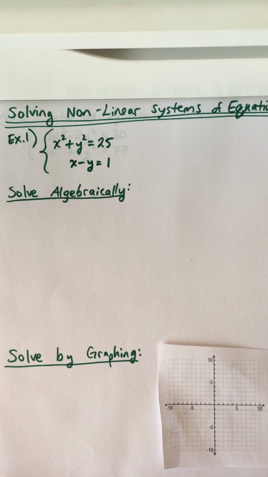Today's lesson is about solving nonlinear systems of equations. You've already learned how to solve linear systems of equations. That's where you have two equations that can be represented by lines, and you can either solve by substitution, elimination, or by graphing. And we're going to use some of those same techniques in this section.